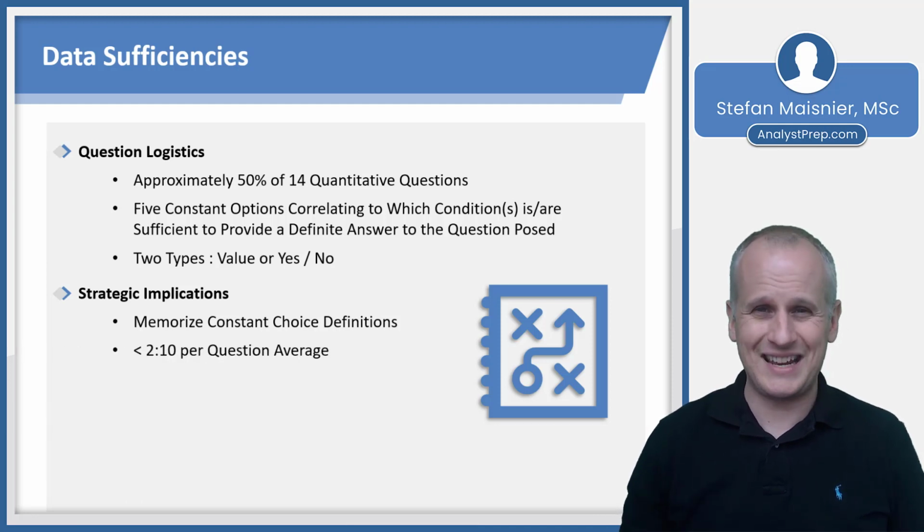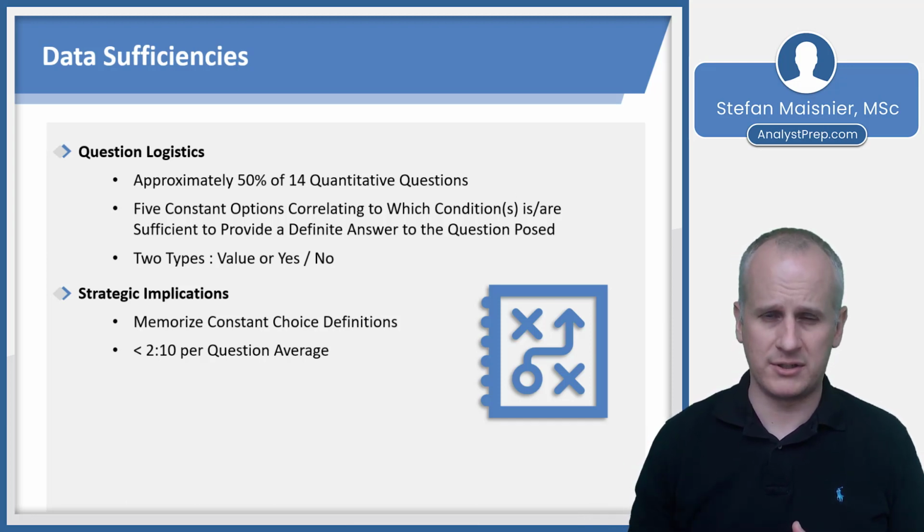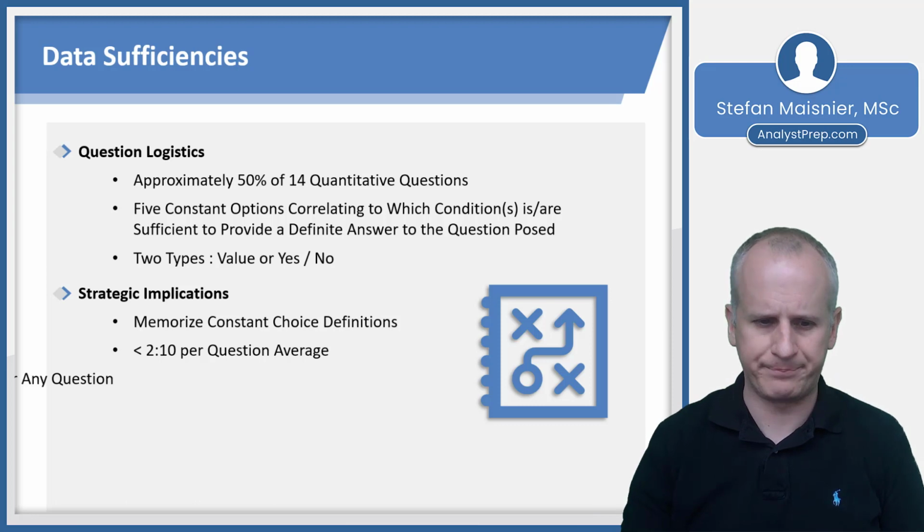You're going to have the same average time per question for data sufficiencies as problem solving. There is no differentiation between the time you'll spend on an average data sufficiency versus an average problem solving, just under the 2-minute, 10-second average that you have for the quantitative section, because some data sufficiencies take longer, some problem solving questions take longer. It really just depends on the structure of the problem, as well as your proficiencies and what you're better at or worse at.